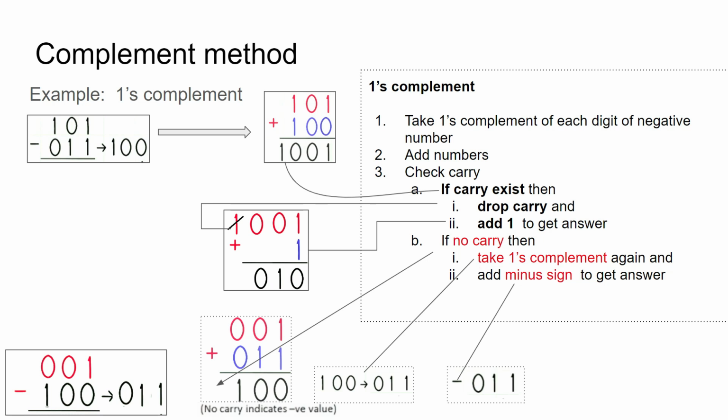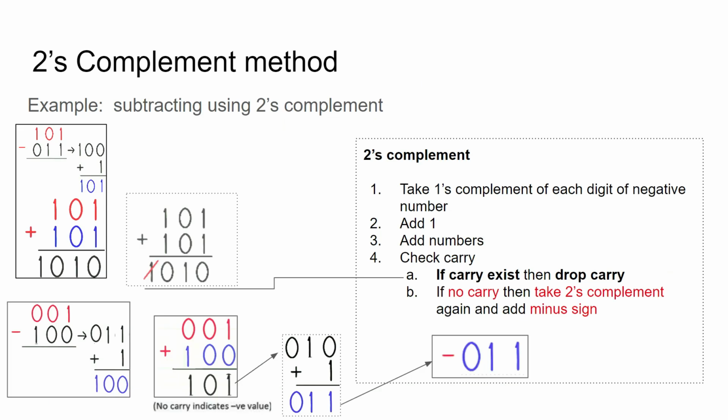There may be some other situation where we don't have a carry. So if we don't have a carry, that indicates that this is a negative number, and now to represent a negative number, we have to do the same thing again. We have to find the 1's complement again and put the minus sign over there. Let's proceed to 2's complement.